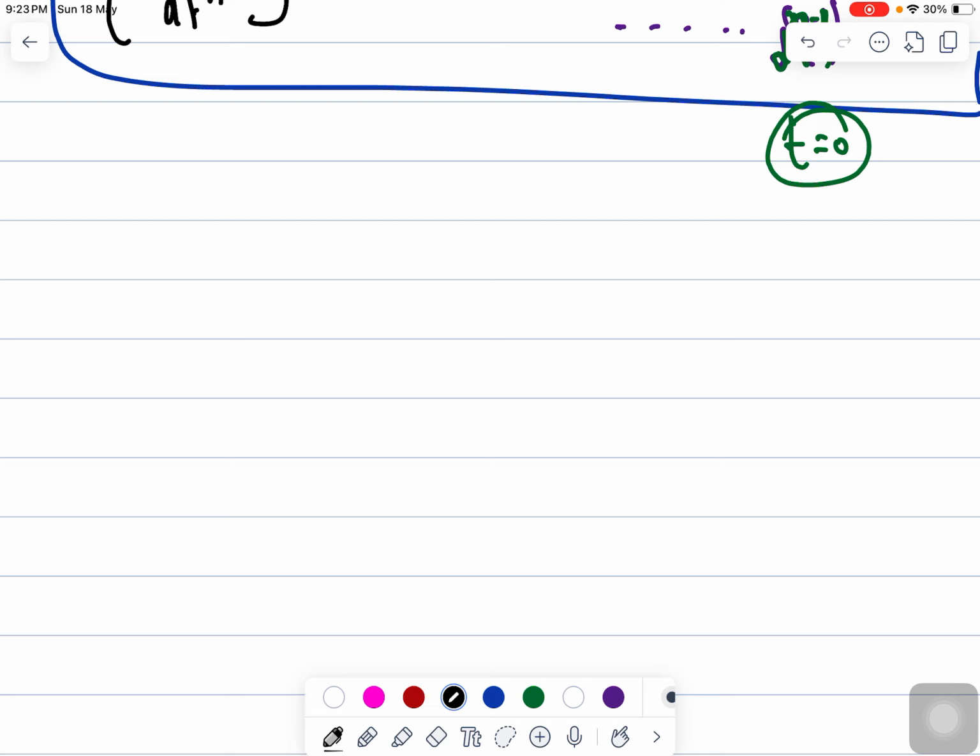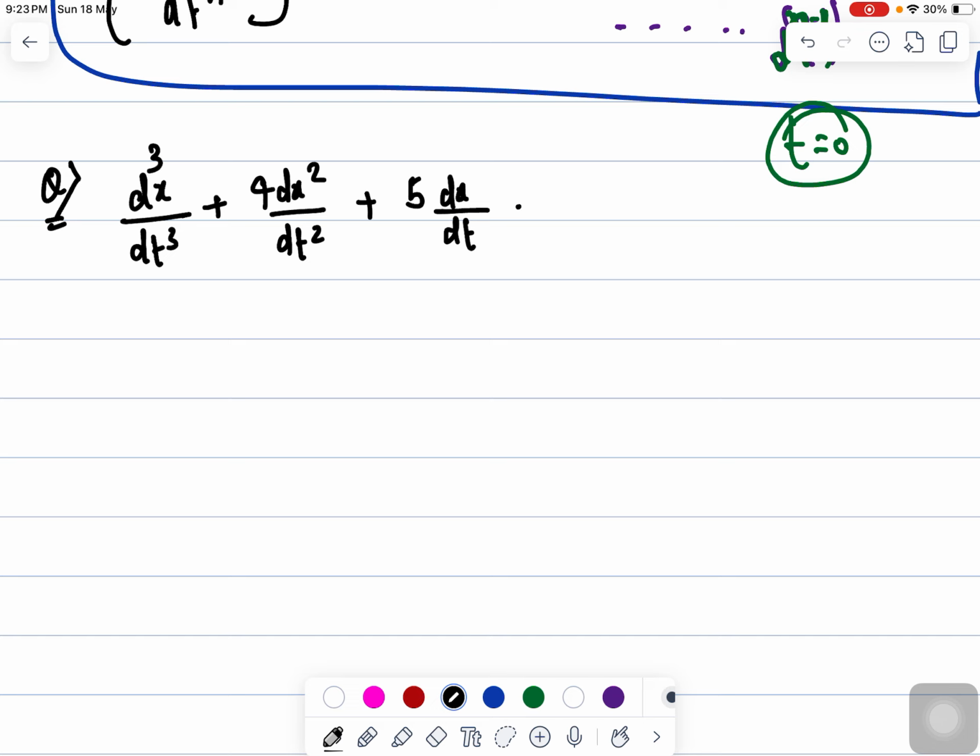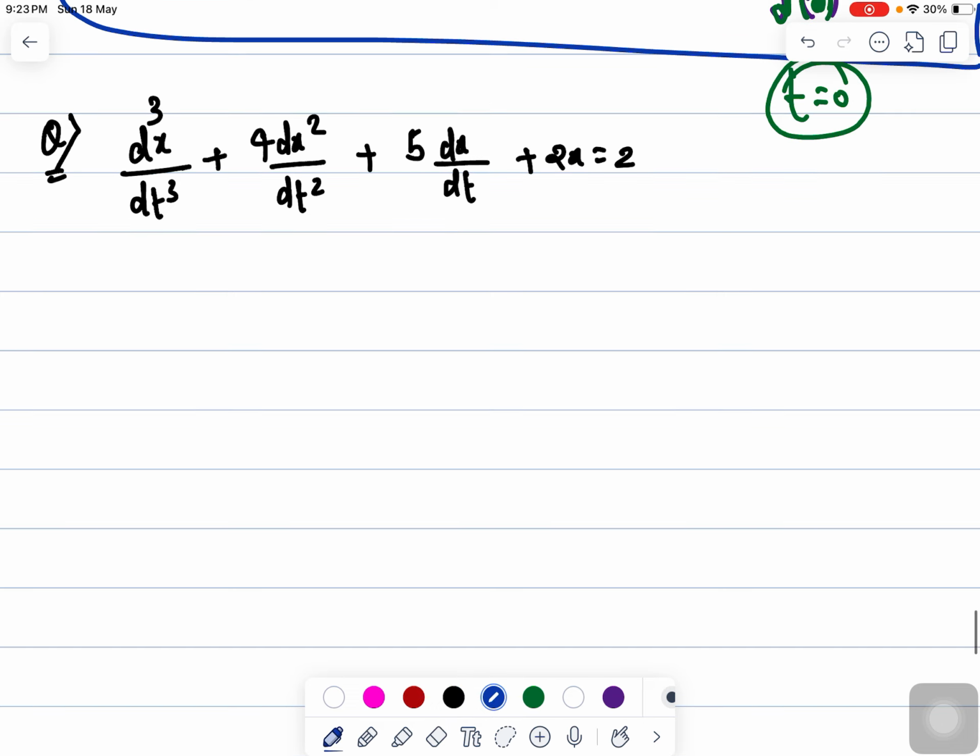So let's see, I'll start with a question. Let's say we have d3x by dt cube plus 4 d2x by dt square plus 5 dx by dt plus 2x equals 2, right? So this one is an ordinary differential equation of the third order, and we want to solve this.